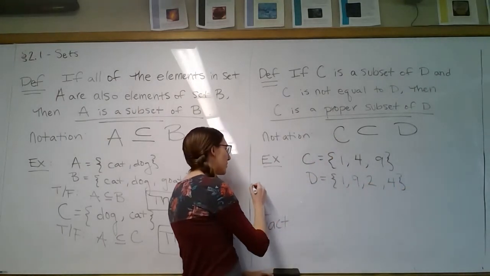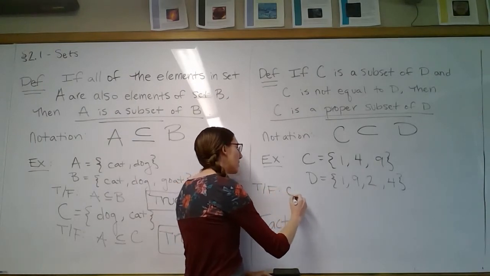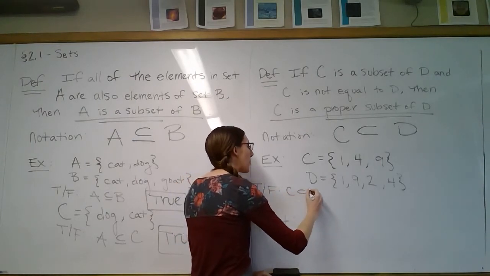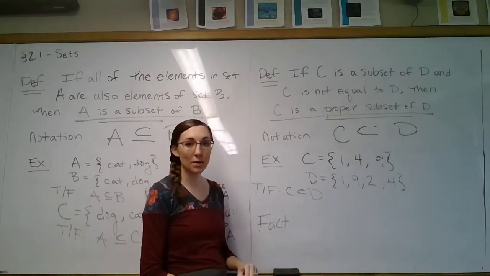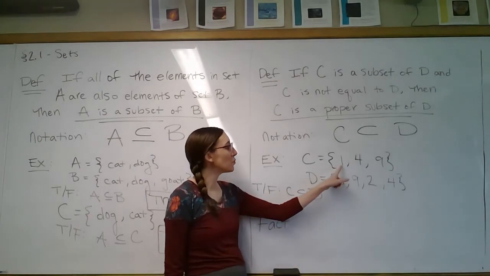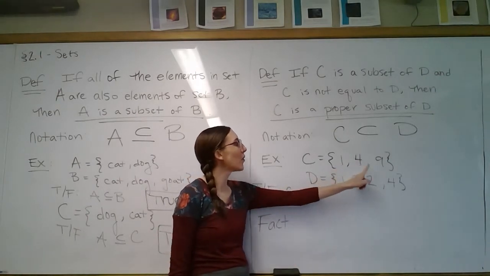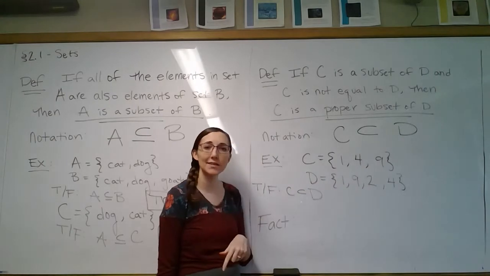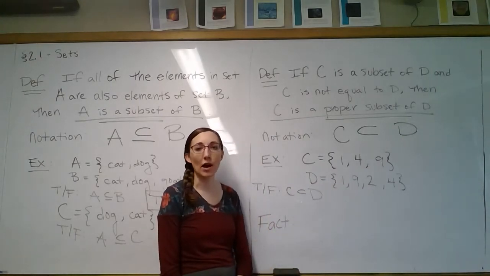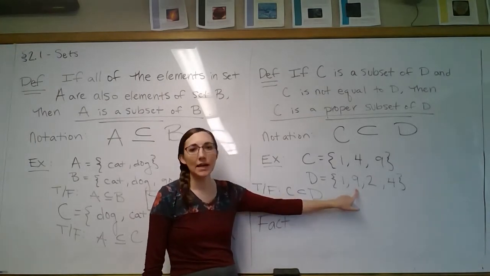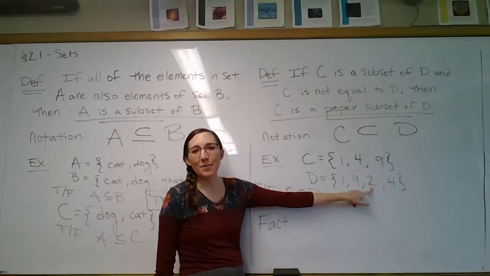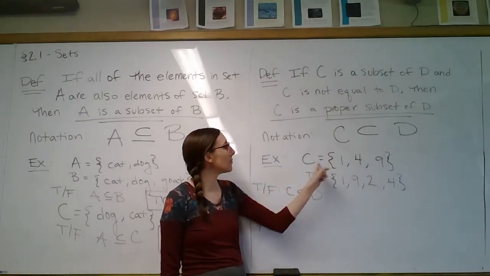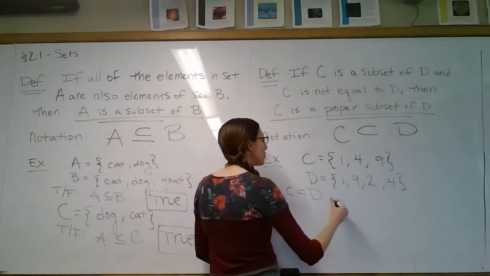We could ask true or false, C being a proper subset of D. Well, first we would have to check, is it a subset? So we would check the elements. Is 1 an element of D? Yes. Is 4? Yes. Is 9? Yes. And then further check, are they equal? The answer would be no, because D contains 2, and 2 is not an element of C. So this would be true.